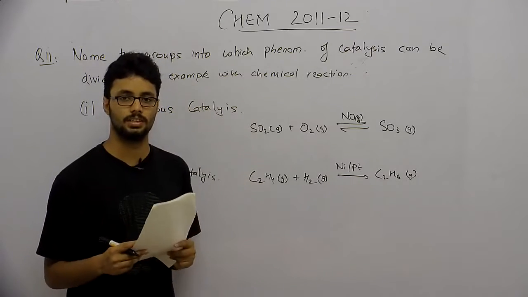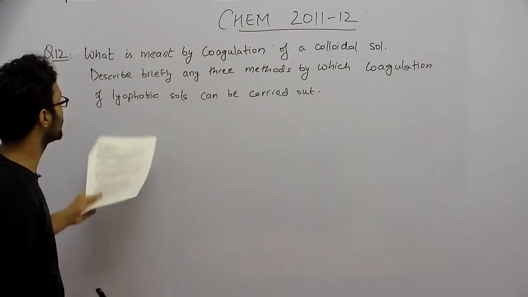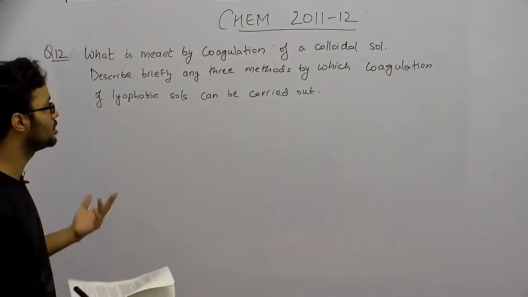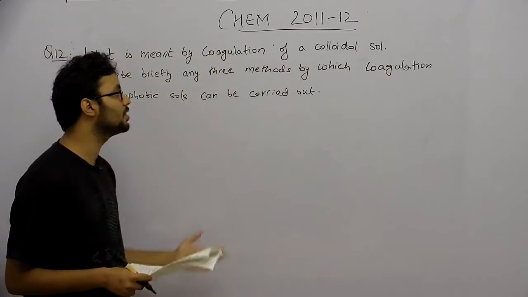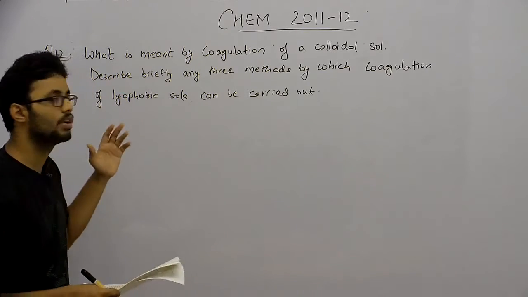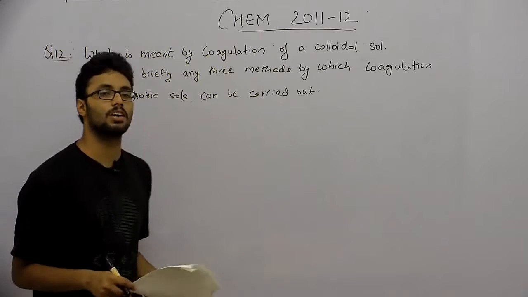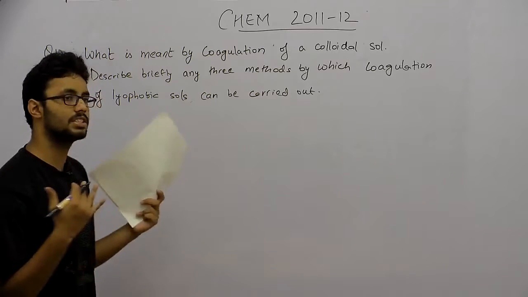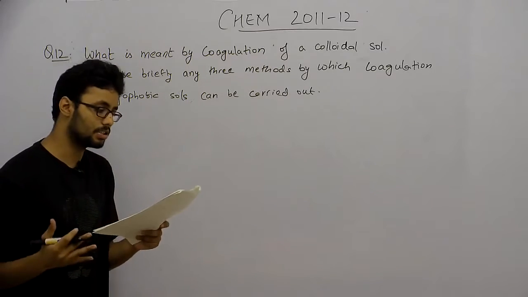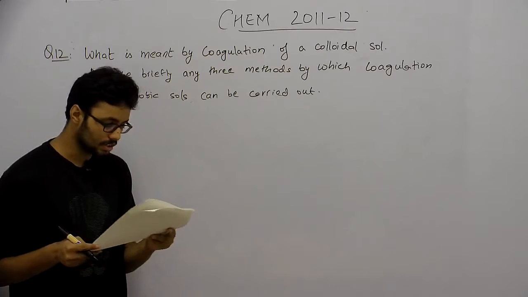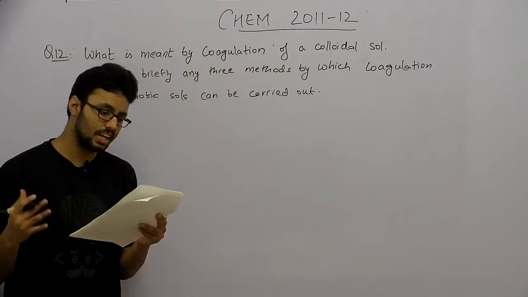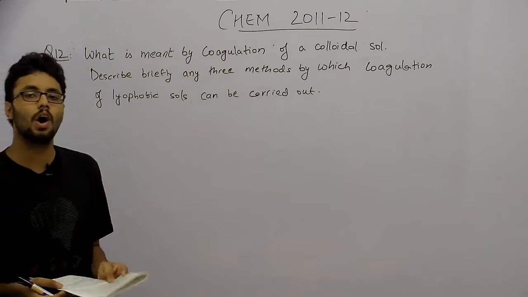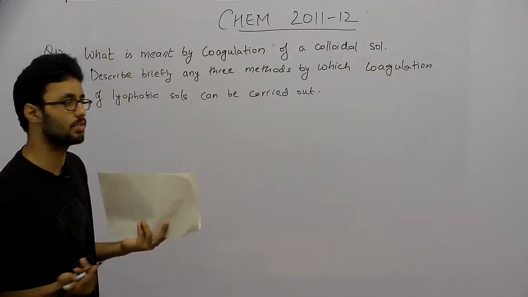So the next question is, what is meant by coagulation of a colloidal solution, colloidal sol, and describe briefly any three methods by which coagulation of lyophobic sols can be carried out. So coagulation is basically the precipitation of the particles of a colloid. The process of settling down of colloidal particles is called coagulation, or it is also known as precipitation of the sol.